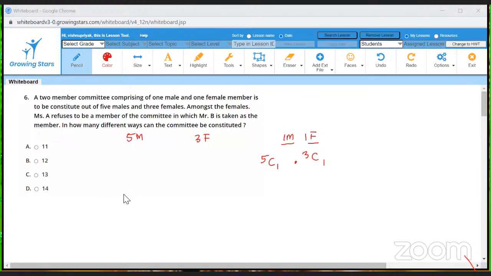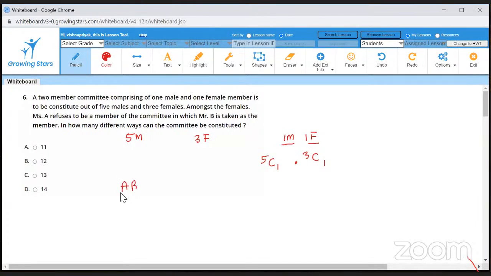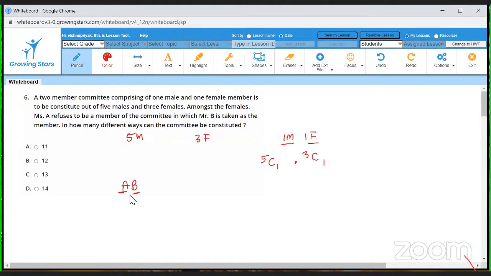So there is one case where both A and B are selected. Suppose by chance in males B is selected and in females A is selected. Both are coming. That can happen only in one case, because this is not arrangement, this is selection. So that one case has to be subtracted.